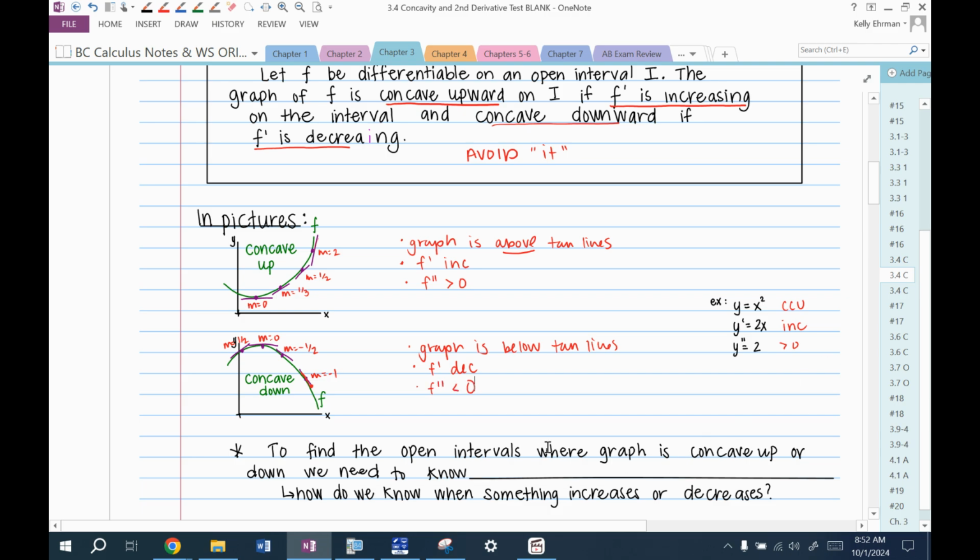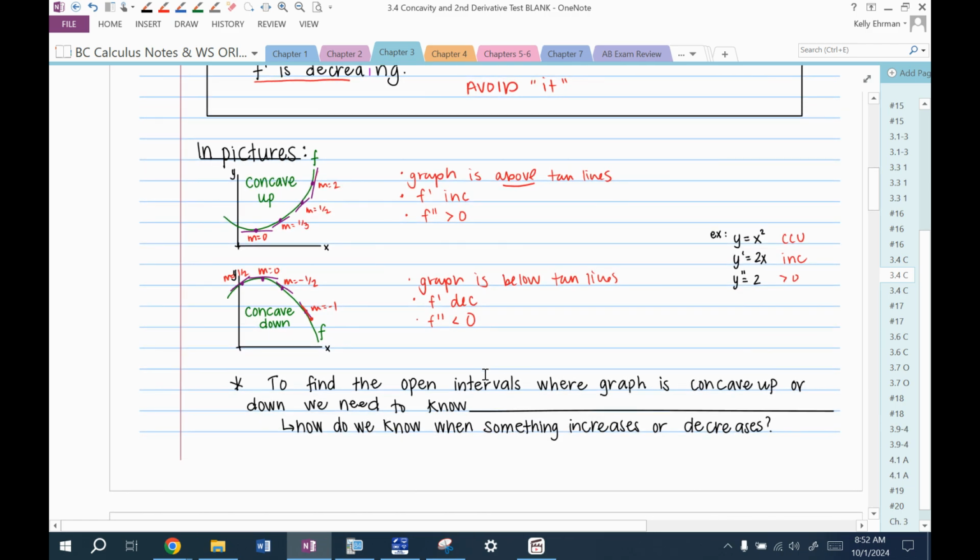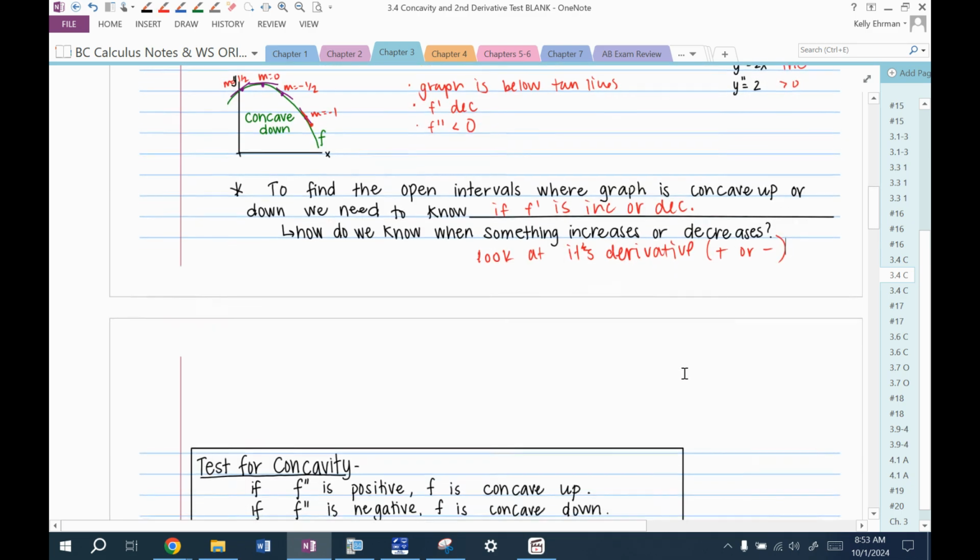All right. To find the open intervals where the graph is concave up or concave down, we need to know if f prime is increasing or decreasing. And how do we know when something increases or decreases? We talked about this in the last set of notes. Anytime I want to know if something is increasing or decreasing, it doesn't matter what the function is, I look at its derivative. Look at its derivative to see plus or minus. If something is increasing, its derivative will be positive. If something is decreasing, its derivative will be negative.